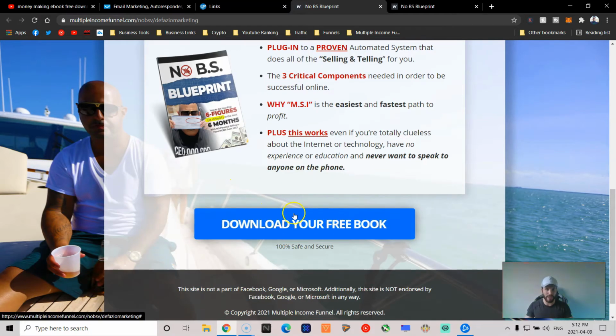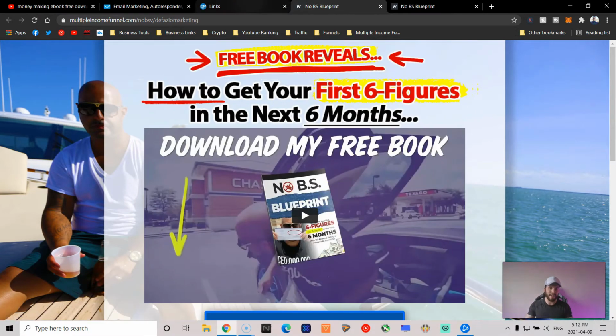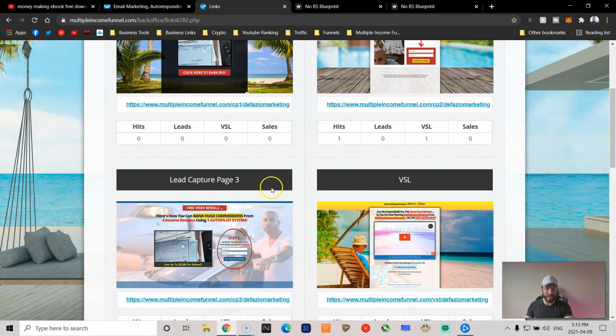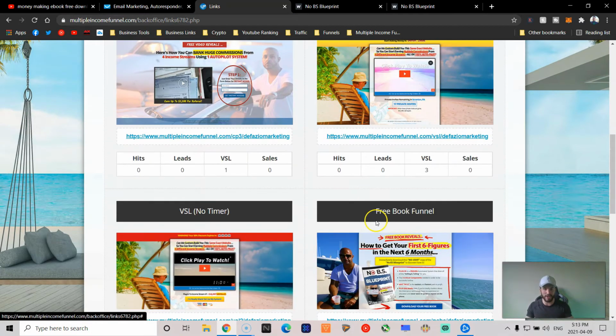But again, you can just download your free ebook right here. And then it's also going to log those leads into your actual system. So anybody that goes through the funnel is going to get the free ebook, which is going to bring them back to the multiple income funnel. And they're also going to become a lead so that the system can follow up with them, right? These lead capture pages are great. They're very high converting as well.